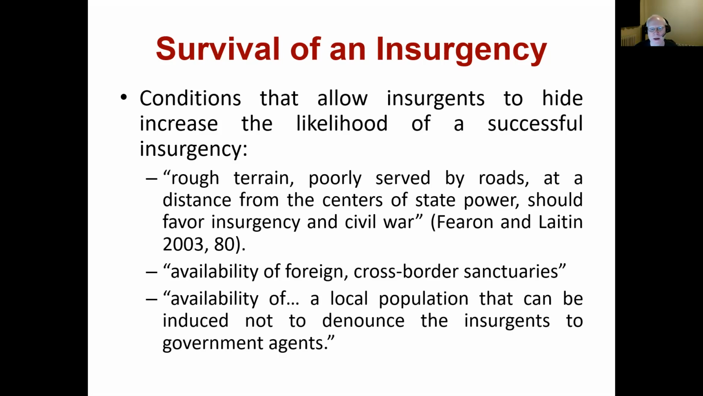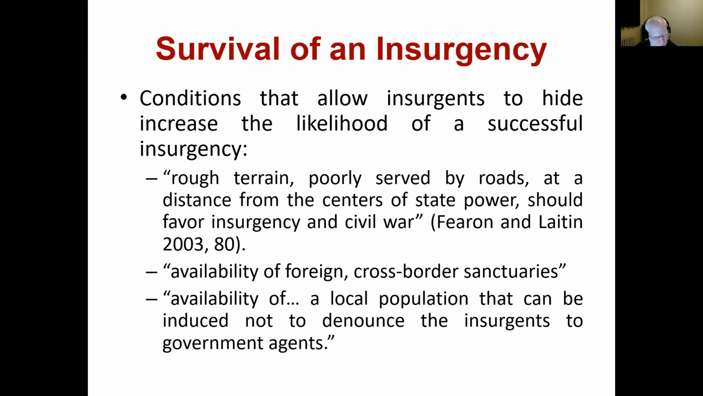If you think of Taliban fighters, for example, or Al-Qaeda fighters in Afghanistan, they were able to hide in mountainous terrain. There was poor road access for government troops or coalition troops to be able to find them. The terrain was very inaccessible, and there were many places for them to hide.